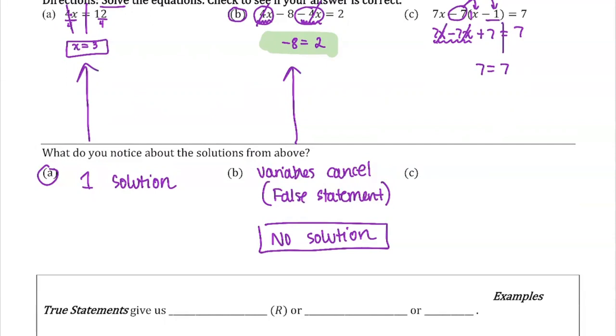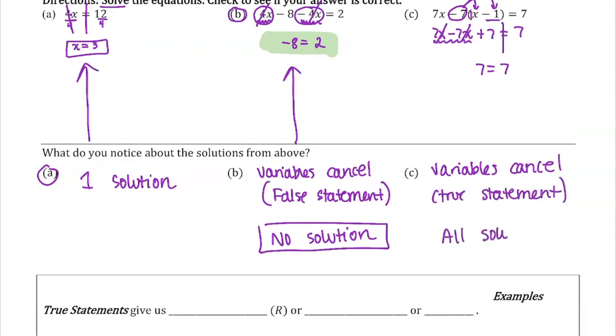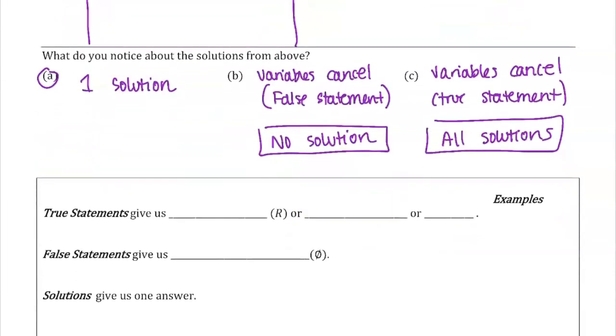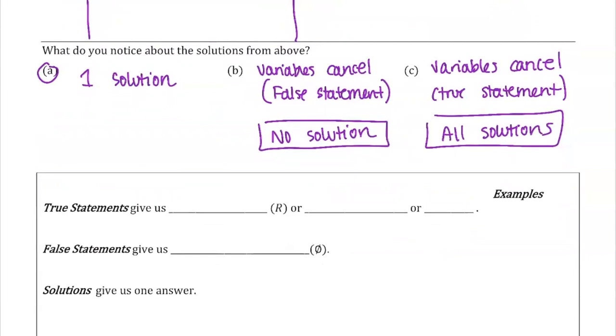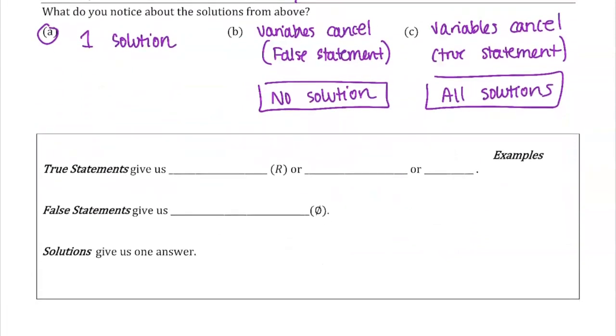And then obviously the last case scenario, this is also where your variables cancel. But because you're left with that true statement, that is telling us that that's going to be our all solutions. Now you'll see a lot of different words used in place of all. You'll see something like infinitely many statements or infinitely many solutions. You might just see like infinite solutions, all reals. There's a lot of different ways that we can notate that all different solutions will work.